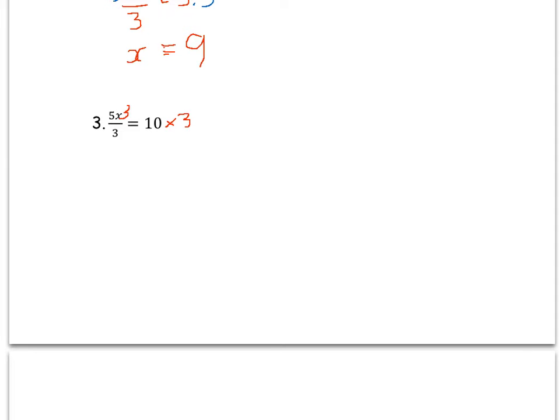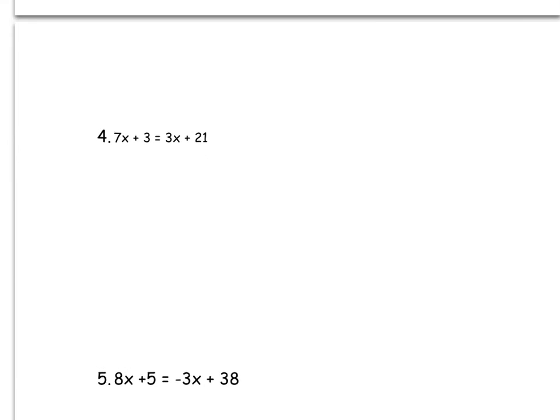So now we've got 3 over 3, so that's 3 divided by 3, which is 1, so we've just got 5x, and that's equal to 30. Right, now we've got 5 lots of a number equals 30, and to find out what x is, we divide both sides by 5. So finally we get that x is equal to 6. Question number 4.